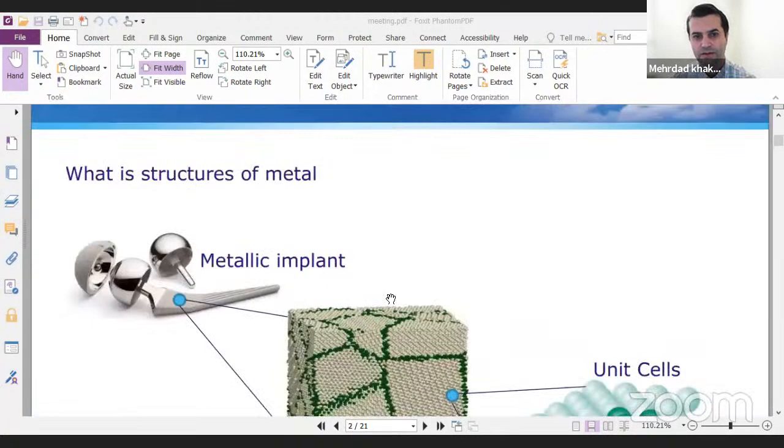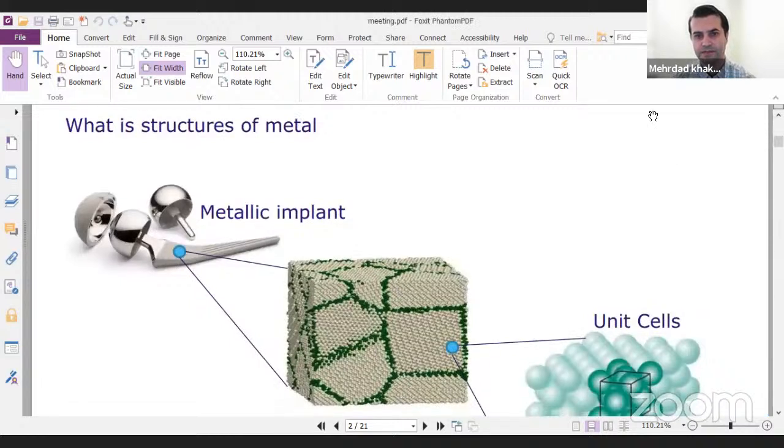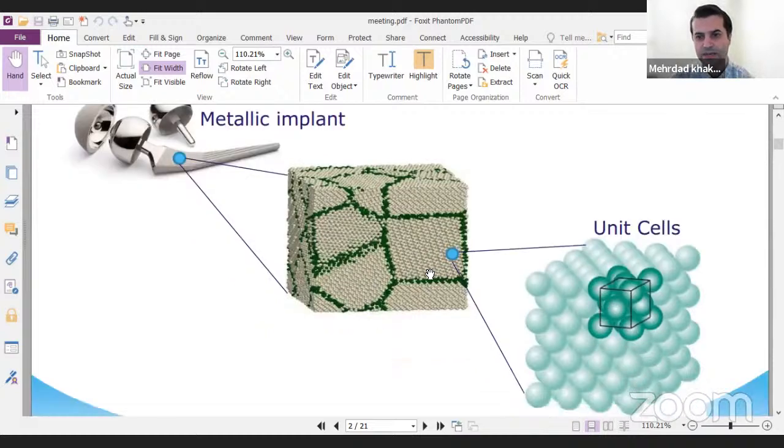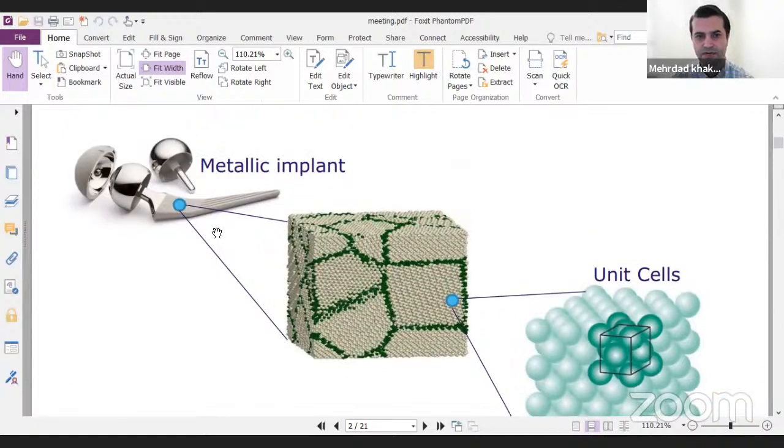Yeah. Okay. So let me describe what is the structure of metals. Metals have a very regular structure. In the macro structure, we see the metals like this, which can be a metallic implant. But inside the structure, for example, in macro structure, we have some grains, and inside the grain, we have atomic structures. These atoms make something like a unit cell. So from the bottom up, we have the first unit cell like this, and the atoms can be arranged in some structure, for example, cubic structure. Then by repeating this structure in three dimensions, in X, Y, Z, we have a grain structure. So finally, the metallic structure will be produced like this one.